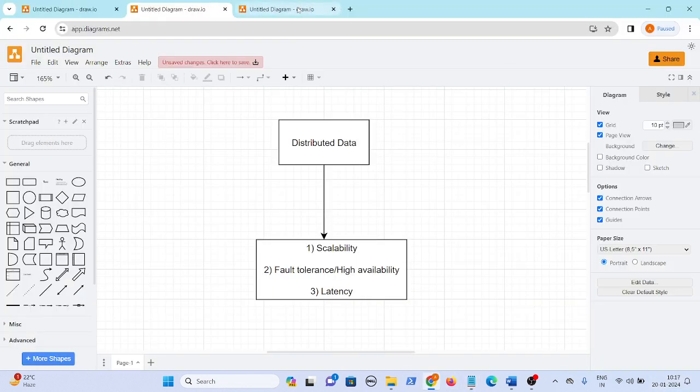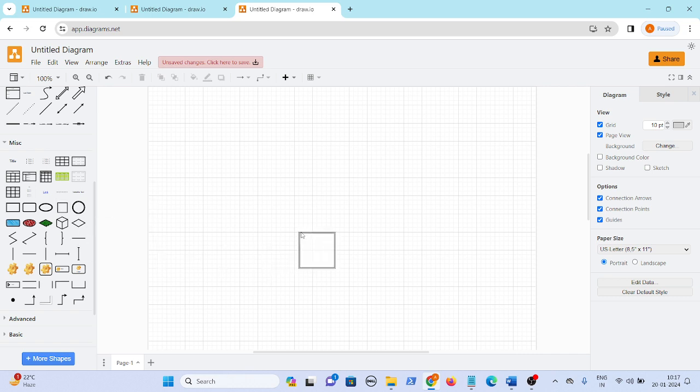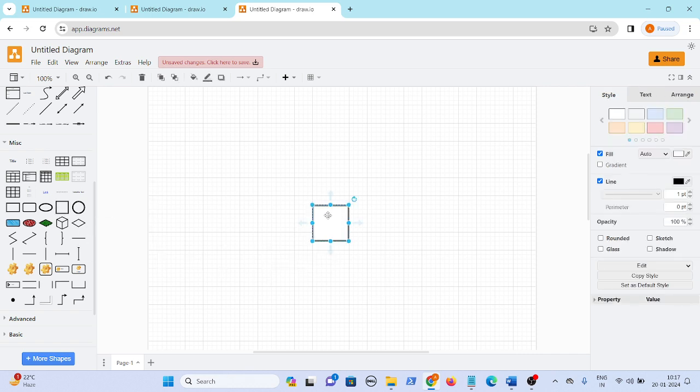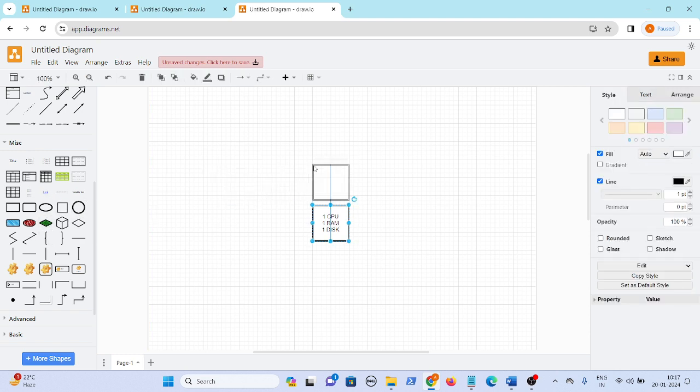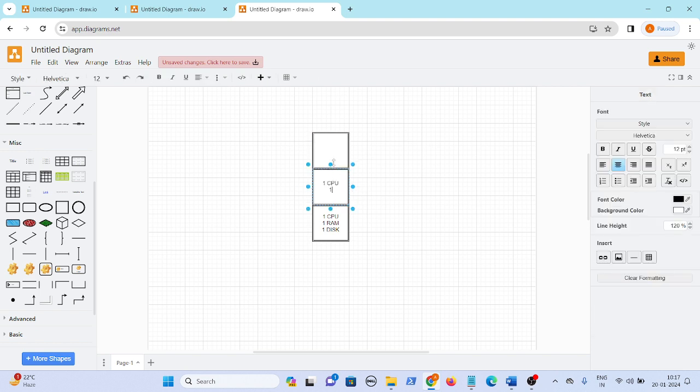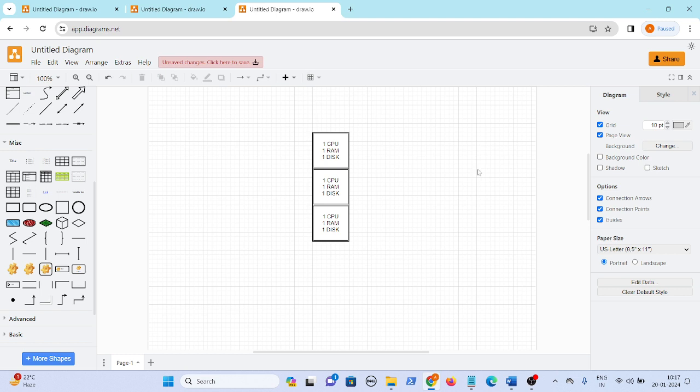Let's see a diagram related to shared memory architecture. Initially, you have a machine. This consists of a single CPU, single RAM, and single disk. Now, since you are adding more power, you add more CPUs. So you are scaling your machine vertically. Even if you add one more CPU, you are adding it on a single machine, right? So that's why it's called vertical scaling.